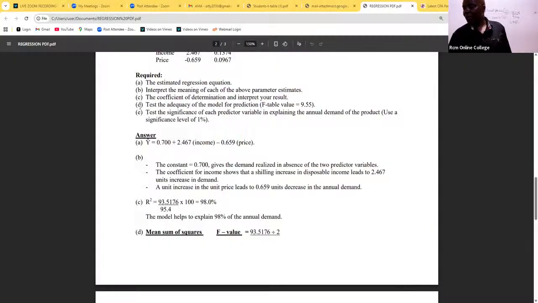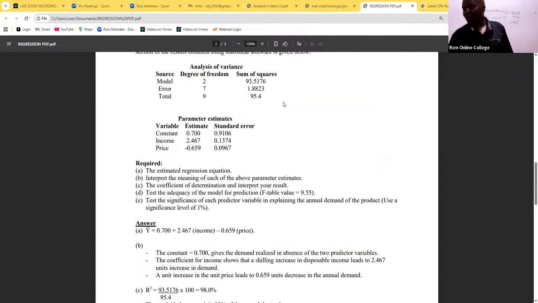Yeah. So D, they want me to test the adequacy of the model for prediction, and they've given me the F tables value as 9.55. So the only thing I need to do is to calculate the F ratio from these things. Somebody calculate the F ratio for us. So first I have the hurdle rate.